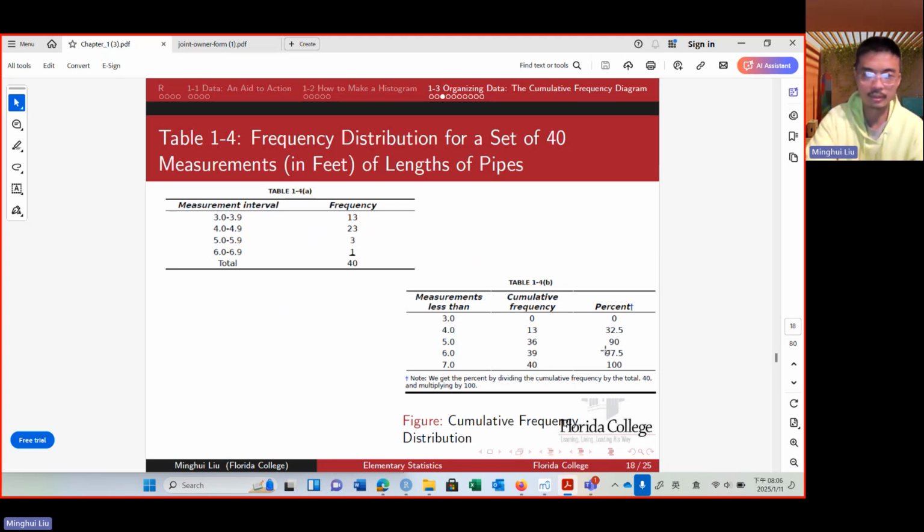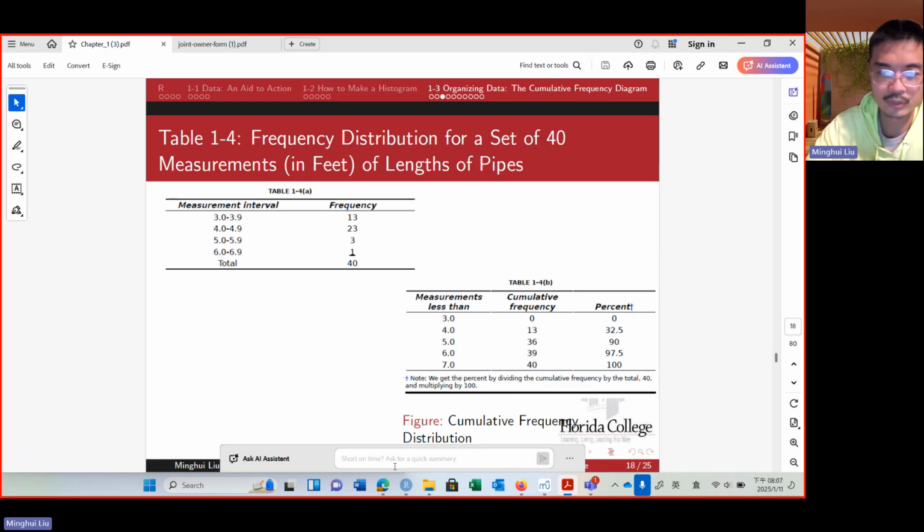And if you ask how many measurements are less than 6, the answer is we can add another 3. All these lines need to be added. We add another 3 to give 39. That's 97.5%. And finally, if you ask, how many are less than 7? The answer is everyone. Everyone is less than 7, and therefore the cumulative frequency is 40, and the percentage is 100.